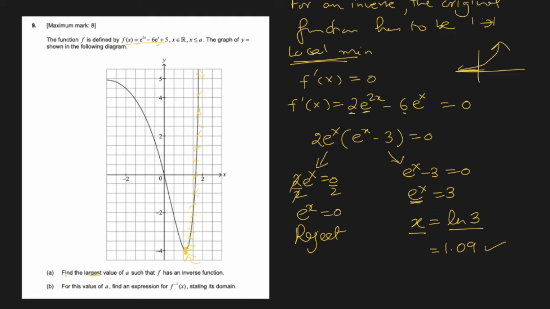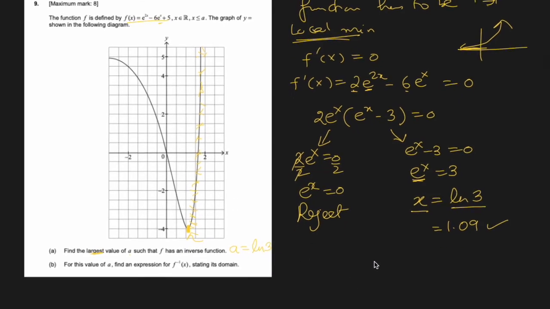So the question is, find the largest value of a such that f has an inverse function. That value is a equal to ln 3. Okay, B part, for this value of a, that means this particular graph, find an expression for f inverse x first, stating its domain. Okay, so first we have to find the inverse.